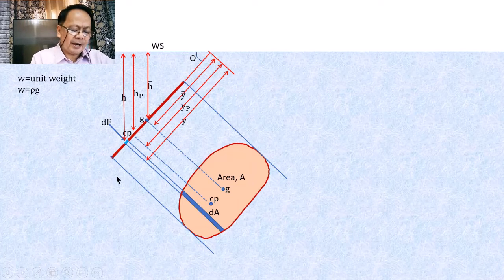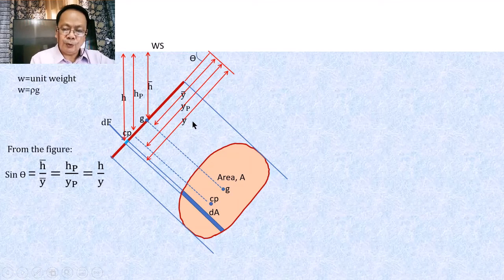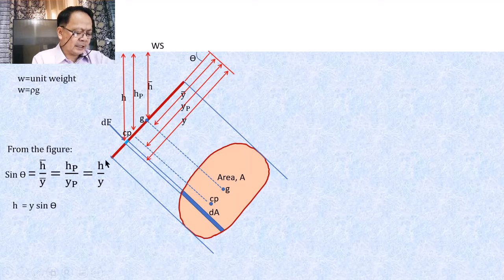Okay, and you can find that the ratio of the H to the Y is the ratio of the opposite to the hypotenuse of the triangle, ano? Kaya lumalabas that sine of theta will be equal to the ratio of bar H to bar Y. At equal din siya sa ratio ng HP to the YP. At equal din siya sa ratio ng H to dy. At makikita natin sa relation na ito that H is equal to Y multiplied by sine of theta.